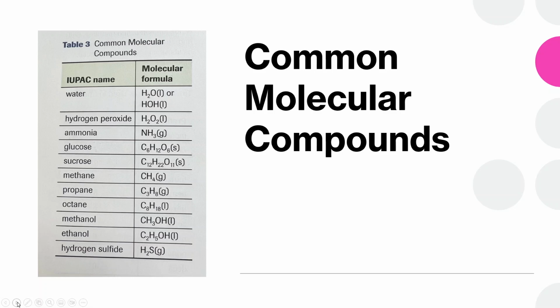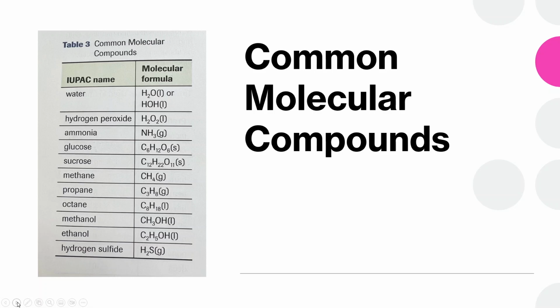Methane is another one, methane gas. That's natural gas. We use it to heat our homes. CH4. Propane, you might use that in your barbecue. That's C3H8. Octane is a major component of the fuel in your car. That's C8H18. Methanol, that's a cleaning agent usually, but it's an alcohol. CH3OH.